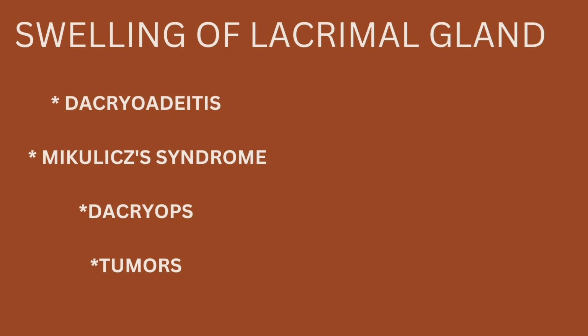If the orbital part is affected, it will form painful proptosis in which the eyeball moves down and in. The treatment involves systemic antibiotics, analgesic and anti-inflammatory drugs along with hot fomentation. If there is pus collected, you have to do incision and drainage. Now let us discuss chronic dacryoadenitis.